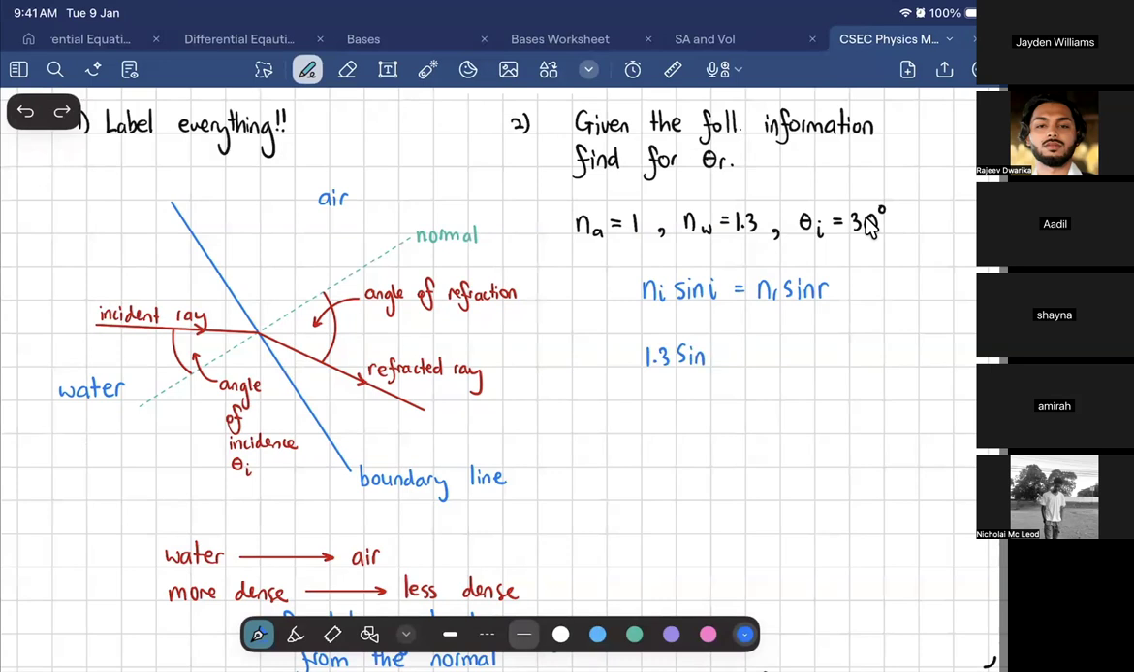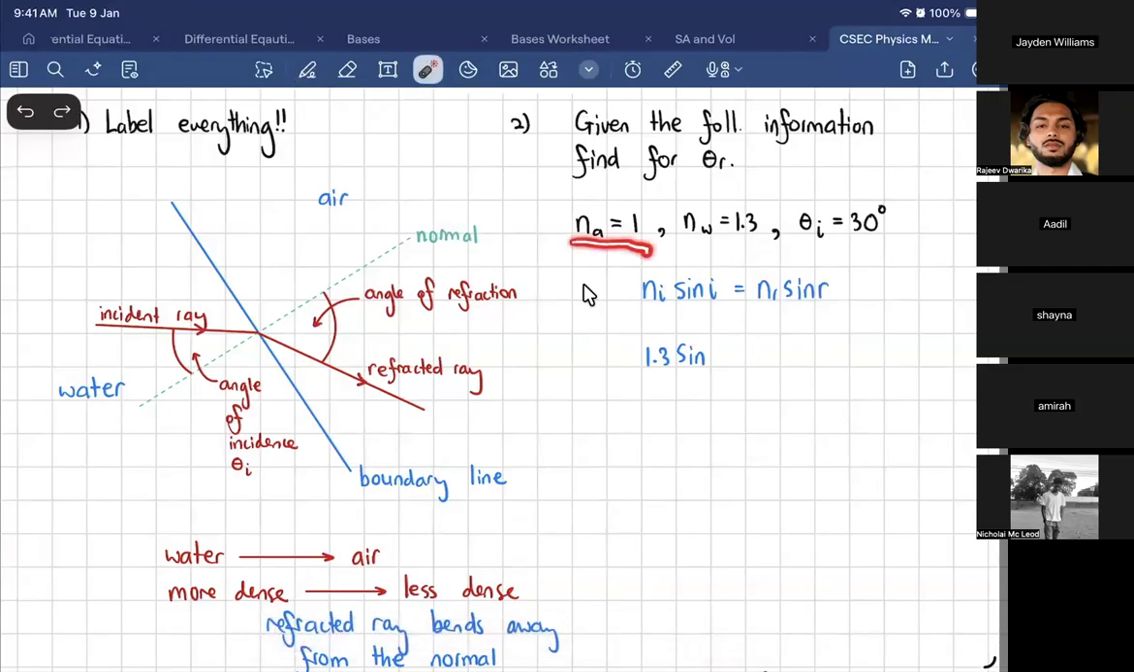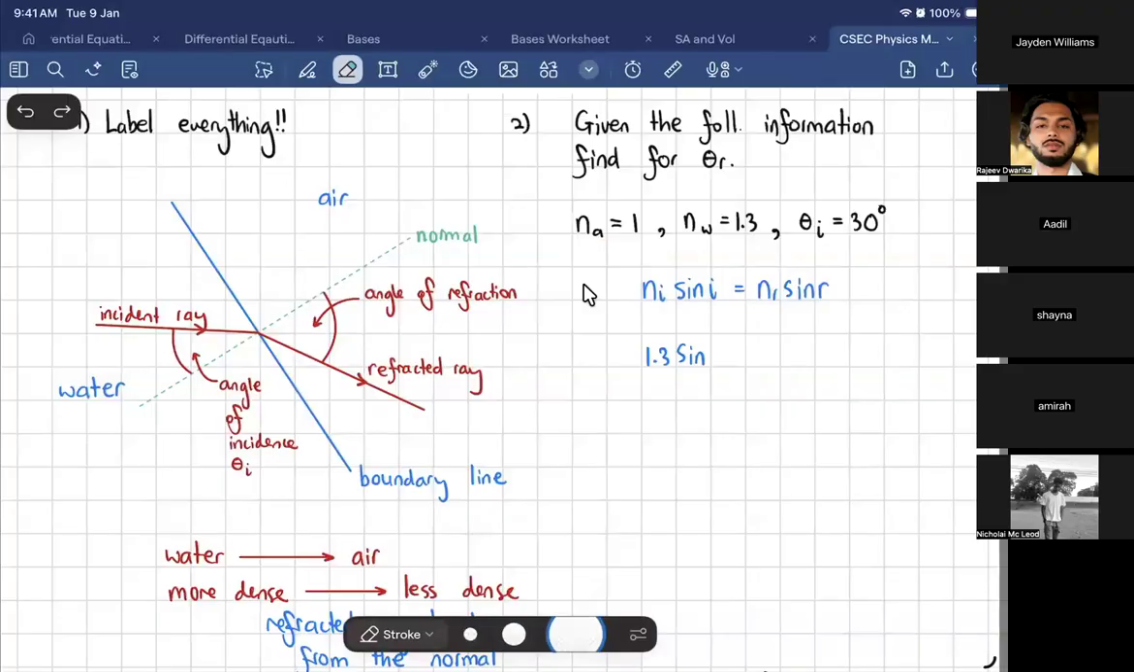Do I know the angle of incidence? No. You sure? Check the top. Check the information I was given. Take your time. So Ni stood for the refractive index. Sin I. What do you think I is? The angle of incidence. Right. Look at the information that was given. Were we given the angle of incidence? Right, it was given 30.